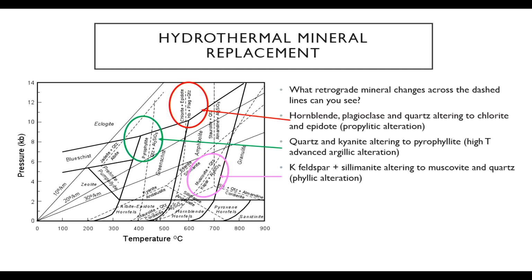Another example here is a case of argillic, where we go from quartz and kyanite to quartz and an aluminosilicate. In this case, we're above kyanite stability, and these change to a clay mineral, pyrophyllite, at those conditions. And then here's another example of a phyllic, K-feldspar and muscovite, and they're just happening at different temperatures. The phase diagram enables us to fingerprint what conditions these are forming at.